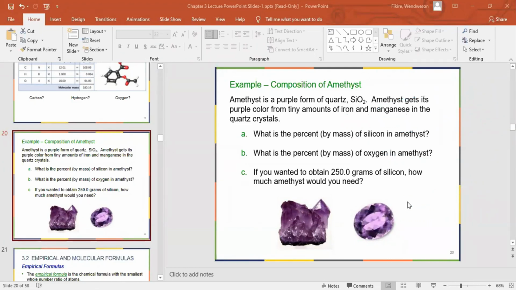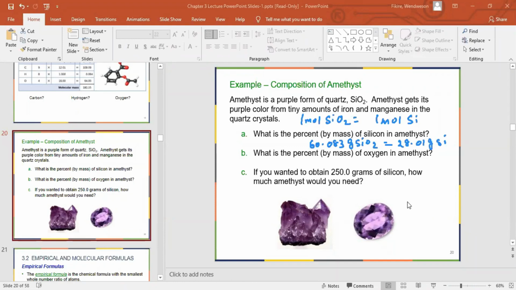But the concept, the question here says that in 1 mole of silicon dioxide, you have 1 mole of silicon. The proportion is 1:1, right? 1 mole of silicon dioxide is about 60.083 grams of silicon dioxide. In 60.083 grams of silicon dioxide, you have 28.01 grams of silicon. That's the proportion.